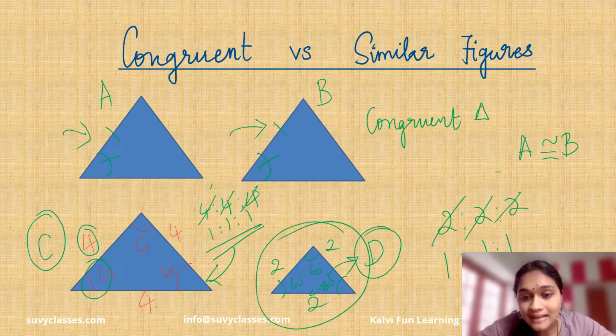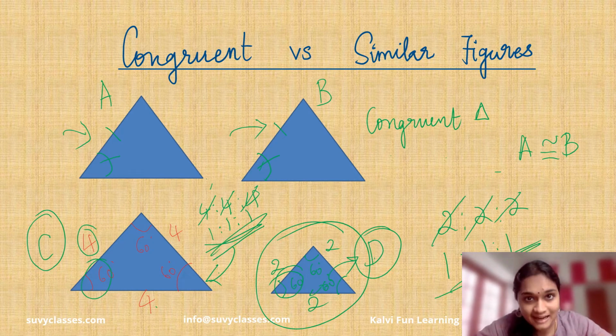So the small triangle is similar to the big triangle. Size may be different, but the angles are exactly the same and the sides are exactly proportional. That means the ratio of the length of the sides is exactly the same.